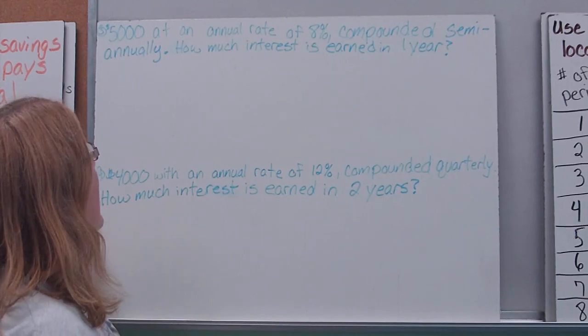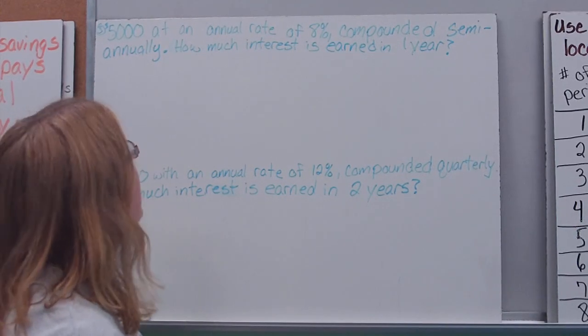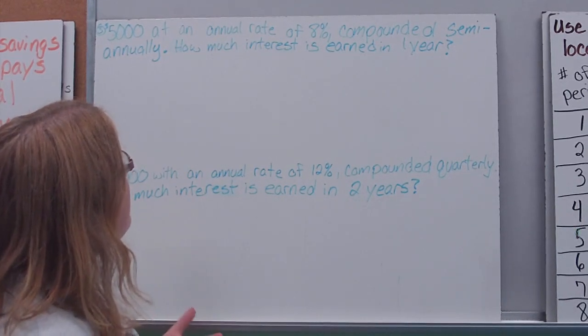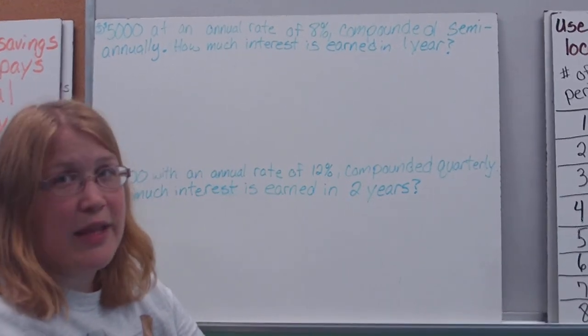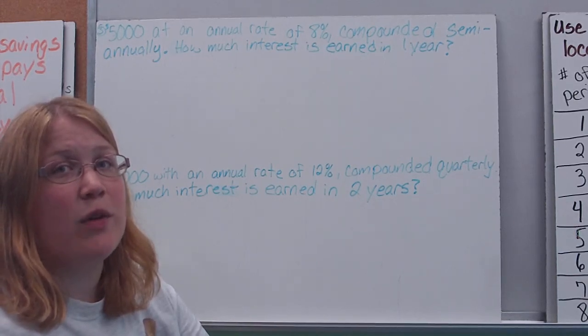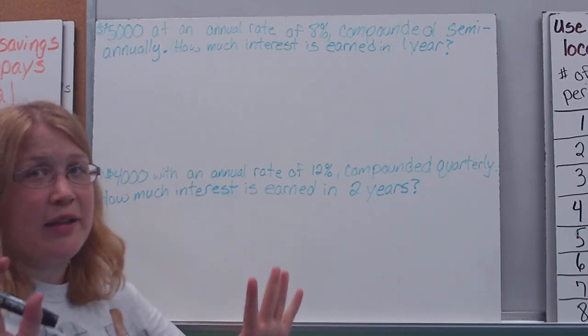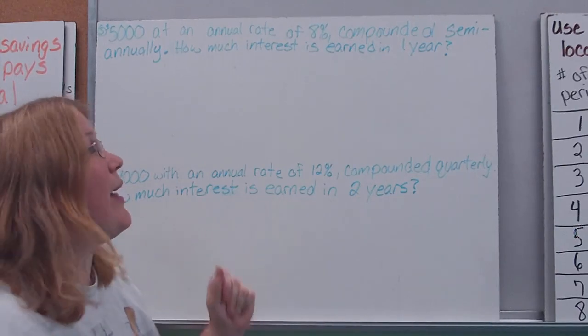So I've got $5,000 at an annual rate of 8%, compounded semi-annually. How much interest is earned in 1 year? So what you'll notice is now the answer it wants is how much interest, not what's the balance. So we'll figure out how to do that at the end. First, let's figure out what our balance is.